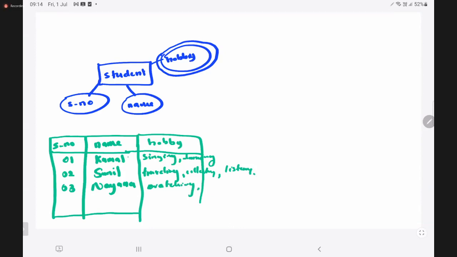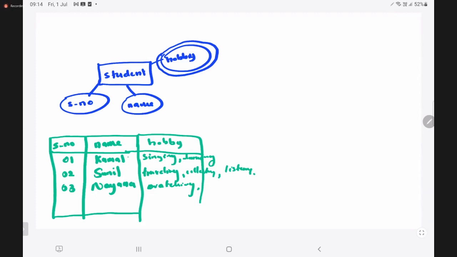Can we draw the table like this? Can you draw? No, you cannot. You cannot put many values in the same cell. You cannot draw the table this kind of way.